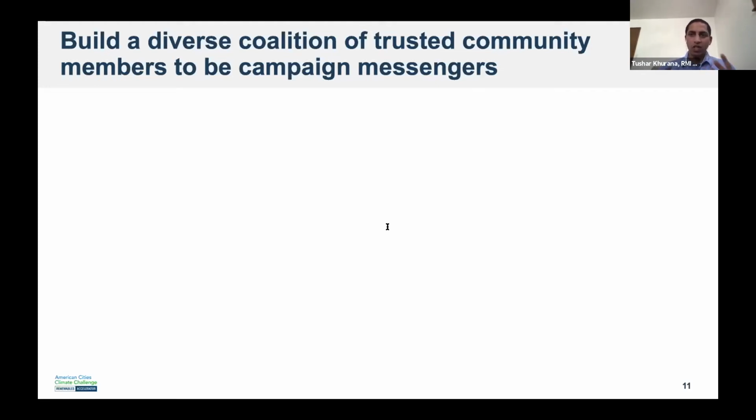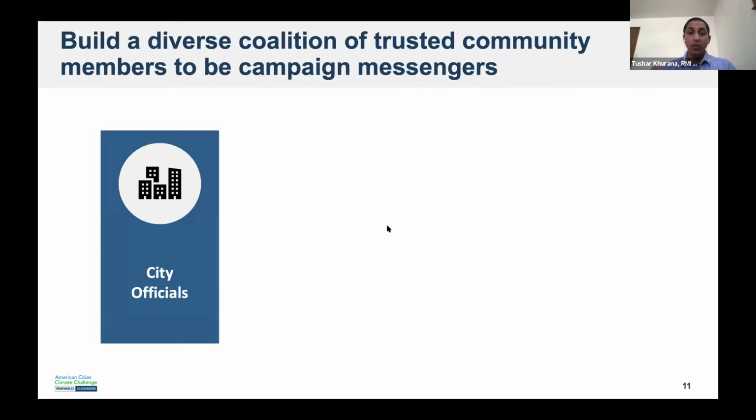The next part we're talking about is campaign messengers. Just as you can't separate form and content, the message and the messenger really go hand in hand. So having multiple folks spreading the word about the campaign from different angles can be useful. And there are different categories of messengers that we want to think through in our campaign. So there's city officials, folks like the mayor, other elected officials, city departments that interact with the community.